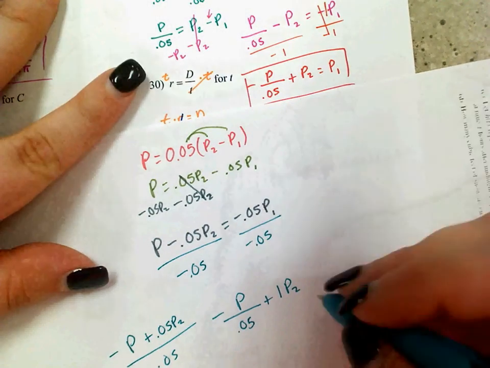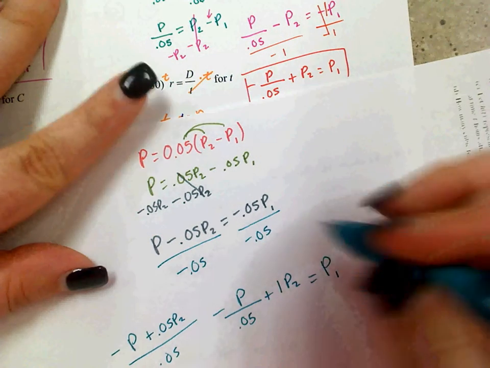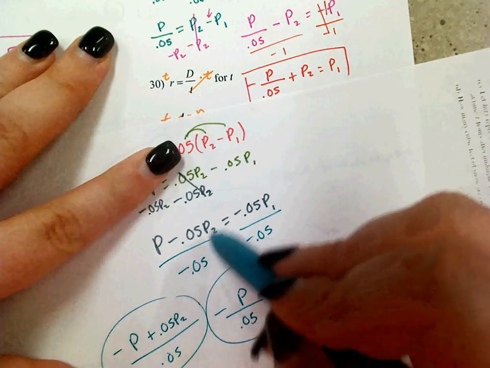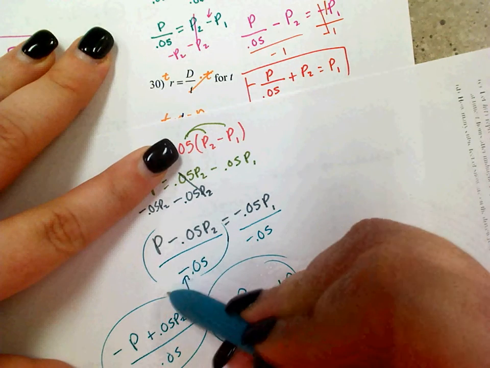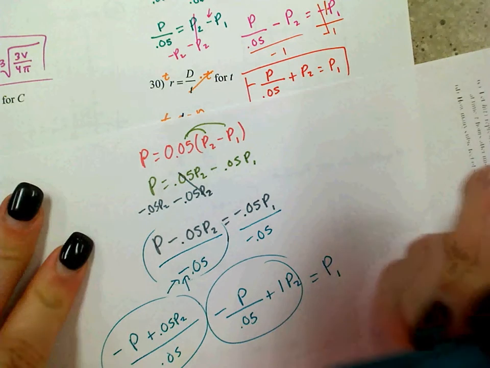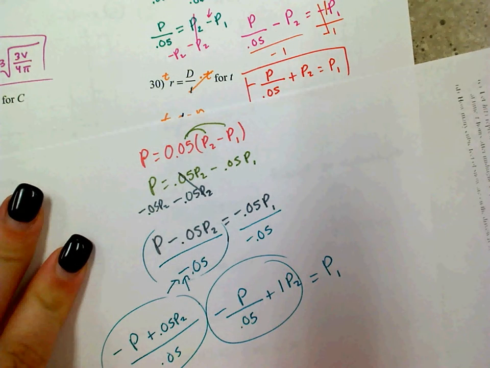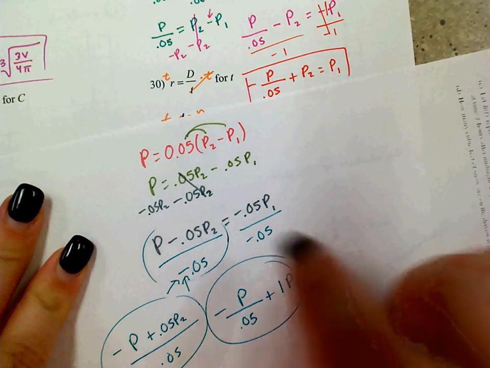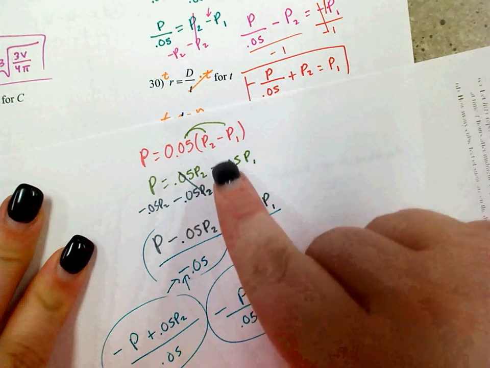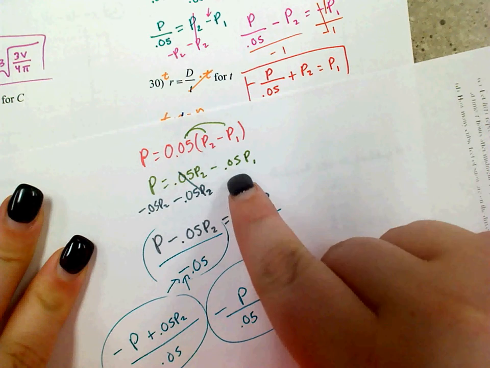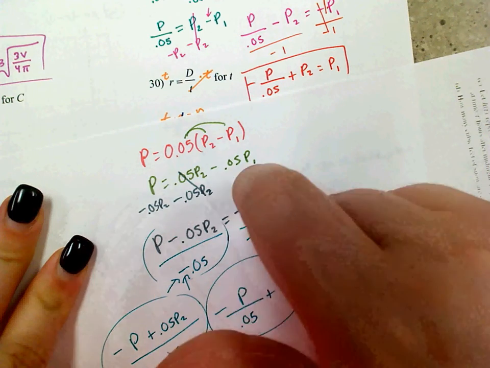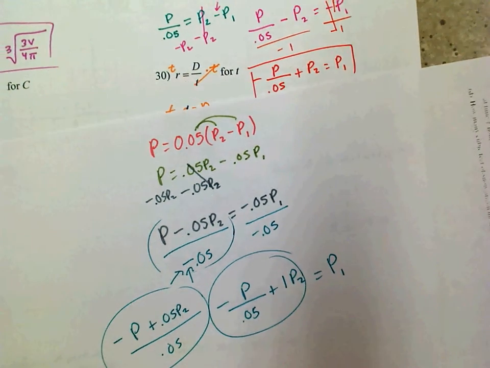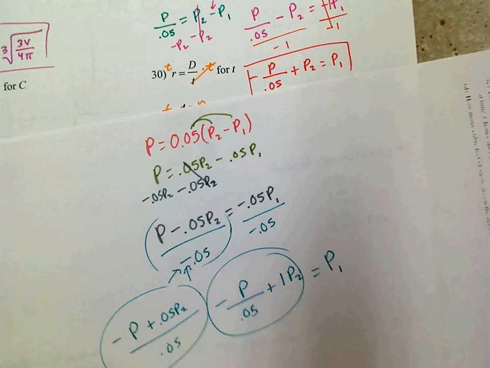So either way, if you stopped right here, that's fine. I don't necessarily like that because of the negative in the denominator, so I would want you to float that to the top. Okay? Or if you didn't want to have to deal with it, you could have added the 0.05 p sub 1 over, and then subtracted the p over, and then you wouldn't have to deal with division by a negative. Okay. All right, 29.